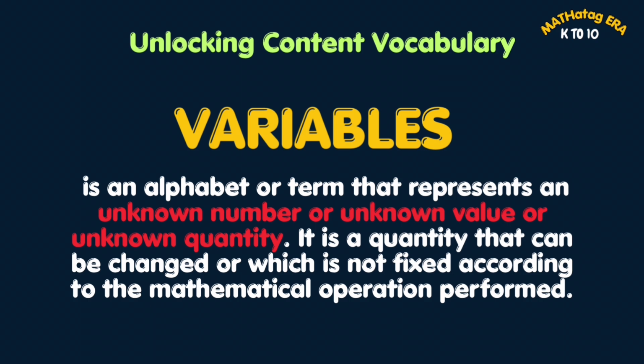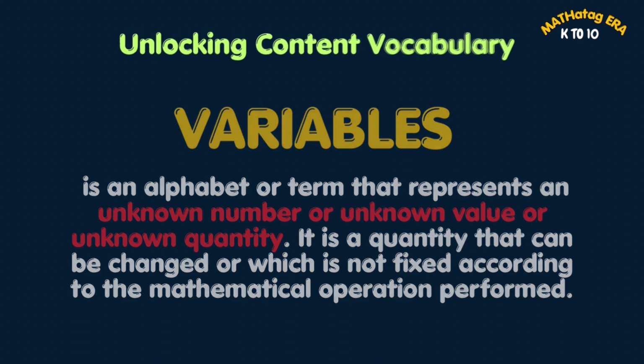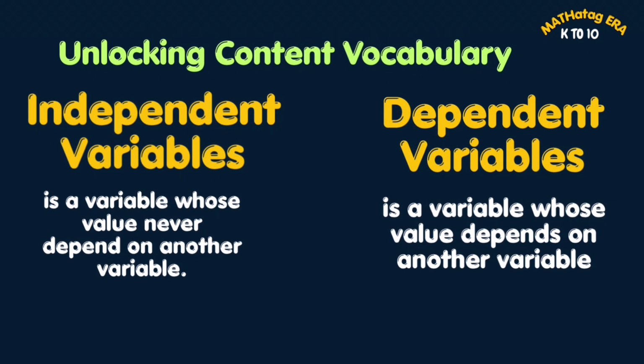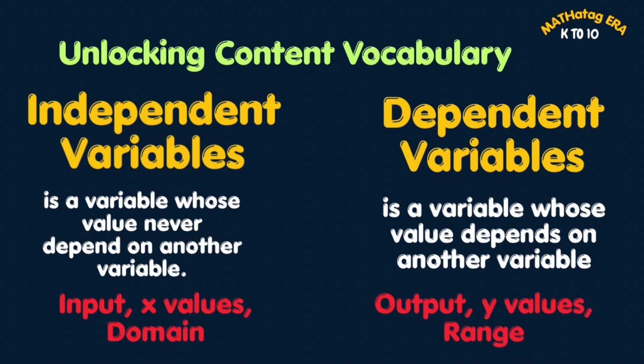Now, the independent variable is the variable that causes the change. It is also called the input. It does not depend on another variable. For the dependent variable, it changes because of the independent variable. It is called the output. Its value depends on another variable. Remember this simple sentence. Independent causes the change, while dependent receives the change.